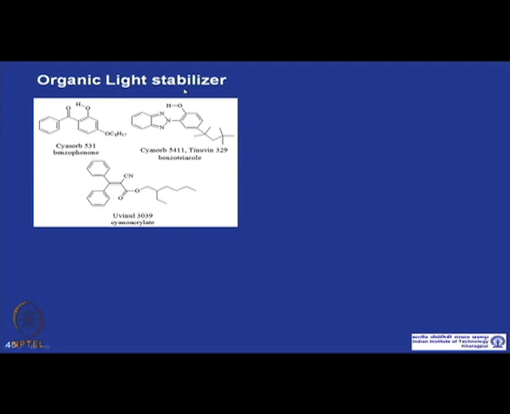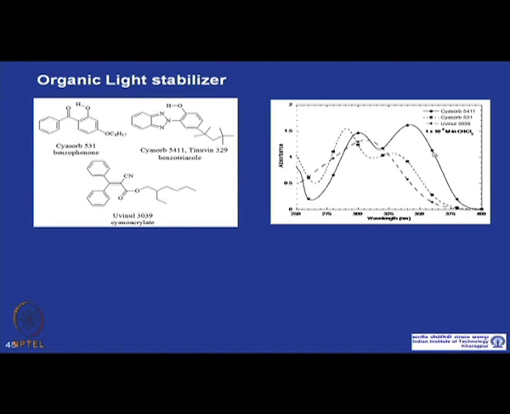These are some examples of organic light stabilizers. Again, there are many stabilizers available in the market. I just took a few examples, and their UV visible spectra are shown. As you can see from the absorbance, they actually absorb heavily in the UV range, and because they absorb, they prevent the bulk of the polymer from getting exposed to the UV condition.